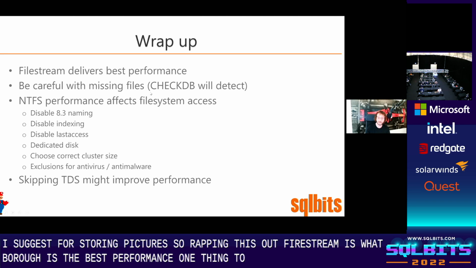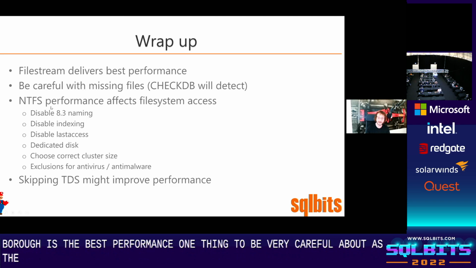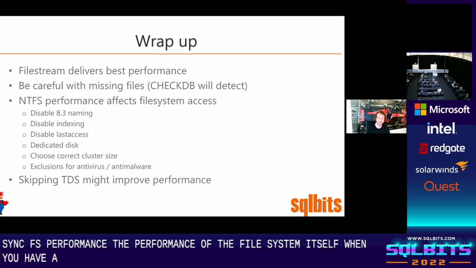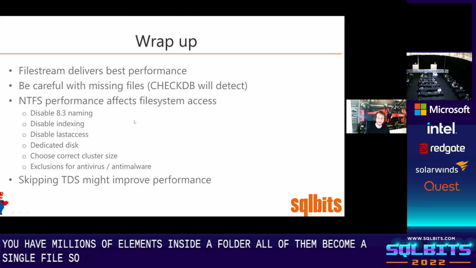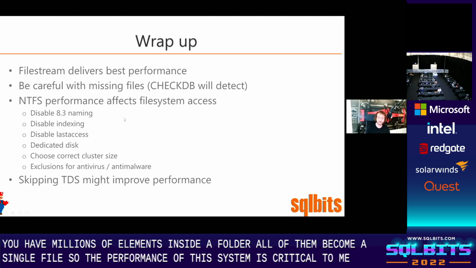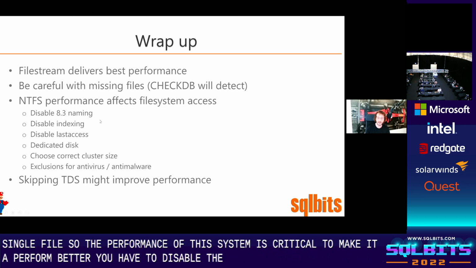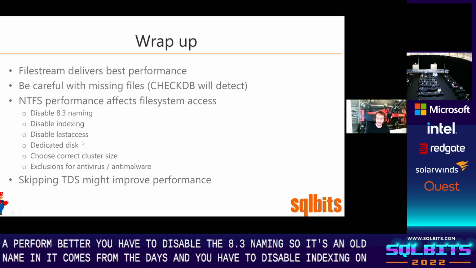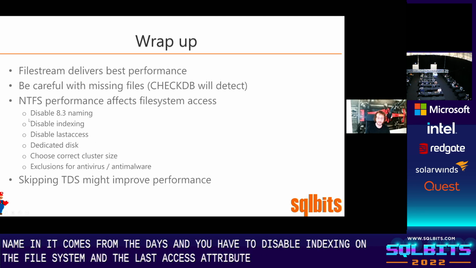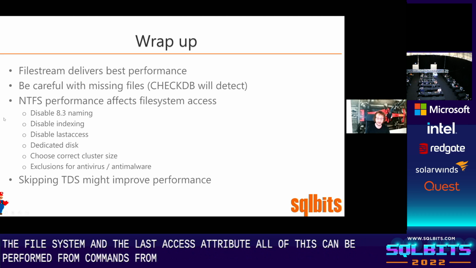One thing to be very careful about is the NTFS performance, so the performance of the file system itself. When you have millions of elements inside a folder, all of them become a single file, so the performance of the file system is critical. To make it perform better, you have to disable the 8.3 naming. It's an old naming that comes from the DOS days. And you have to disable indexing on the file system and the last access attribute. All of this can be performed from commands from the operating system. So you have a command for that.